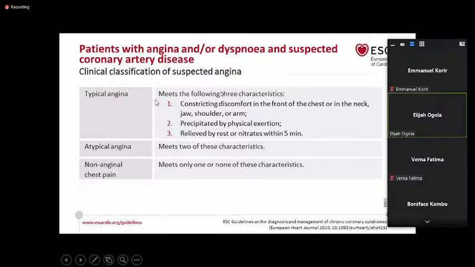If it meets two of these three, that is called atypical angina. If it is only one or none of these criteria, then that pain is not angina. So look for another cause for the pain. It may be from the muscles, from the tendons, from the esophagus, from the pleura, from the pericardium. There are many other structures in the chest, but it's not myocardial ischemia.